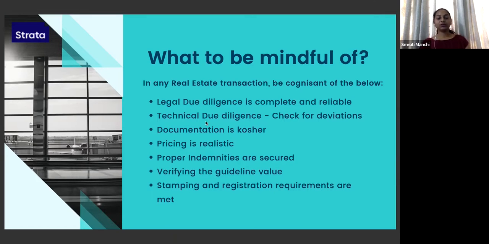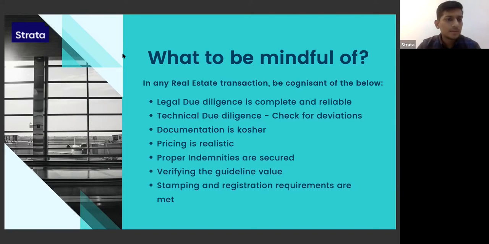Stamping and registration requirements. Stamping and registration of documents is very important because they go to the validity of a document. If a registrable document is not registered, it would be invalid, your whole transaction would be void. So you have to look out for what are the stamping and registration requirements of all the documents that are in your transaction.